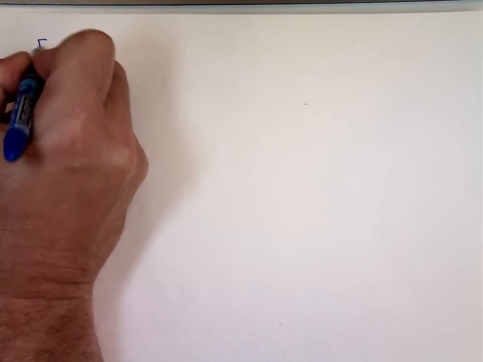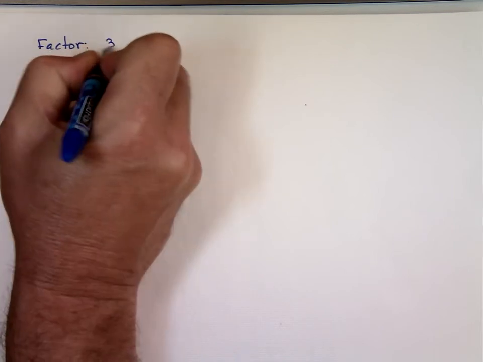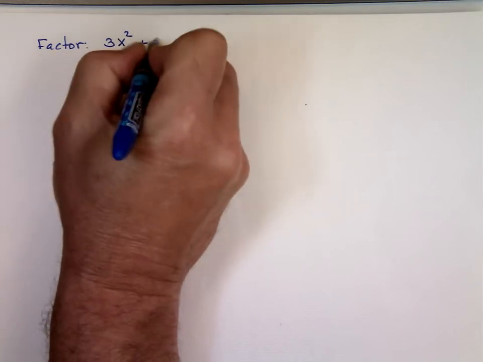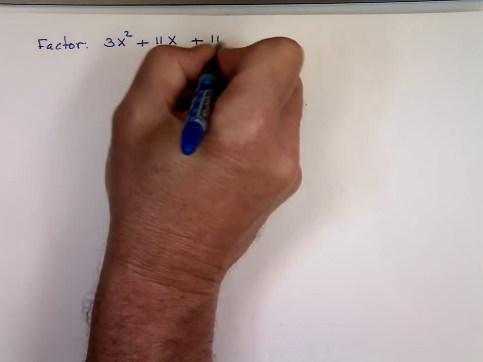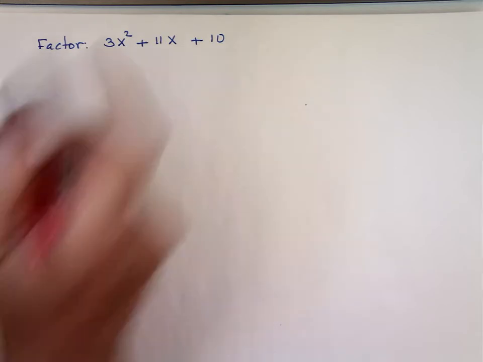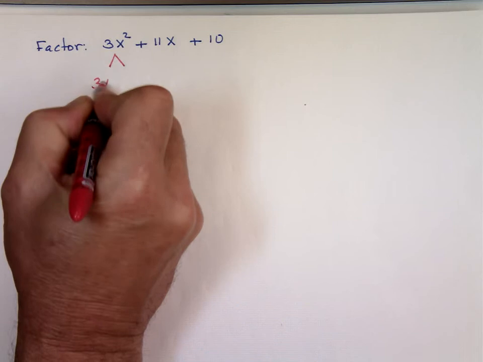Let's try this one: factor 3x squared plus 11x plus 10. The good news here is that for 3x squared there is only one option: 3x and 1x.